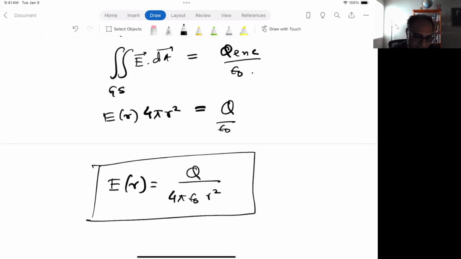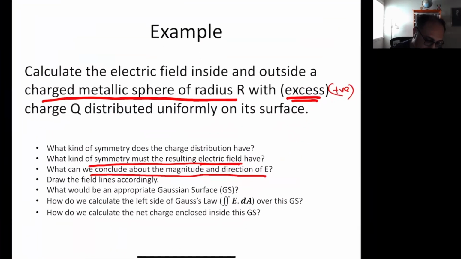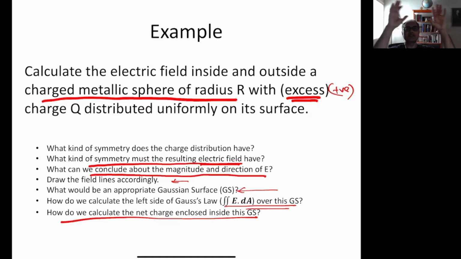All right. Now, okay, so we covered all the steps here. We discussed all this. We drew the field lines. What would be an appropriate Gaussian surface? A sphere. And how do we calculate the left side of Gauss's law over this Gaussian surface? We did that. And then how do we calculate the net charge enclosed inside this Gaussian surface? Our Gaussian surface surrounds the whole sphere. So the charge enclosed in the Gaussian surface is just the charge on the sphere.